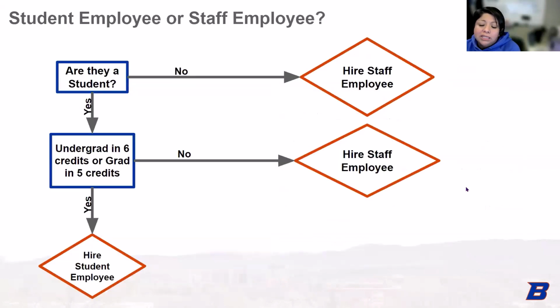So let's start first with, do you know if you're hiring a student or a staff employee? So we'll ask, are they enrolled? Yes, we're going to continue down our workflow, and if no, then you're just going to hire them as a staff employee. If they are enrolled, are they enrolled in 6 credits as an undergrad or 5 as a graduate? If they are not, we're going to hire them as a staff employee. If they are, we'll go ahead and hire them using the candidate hire form.